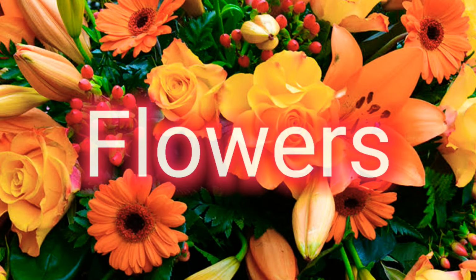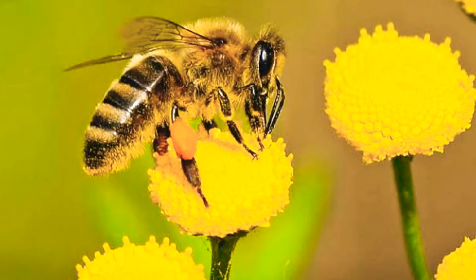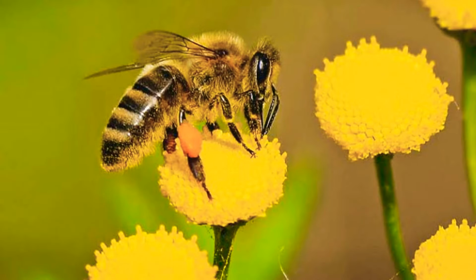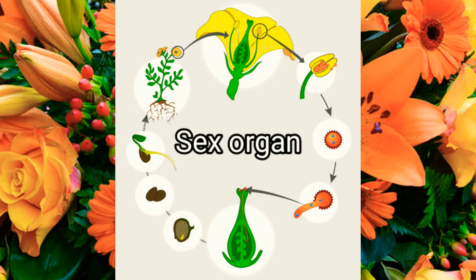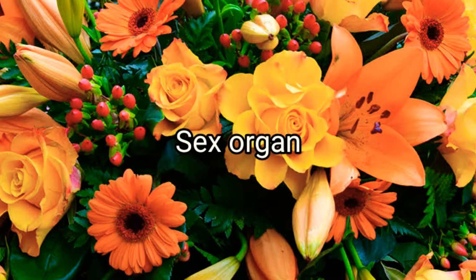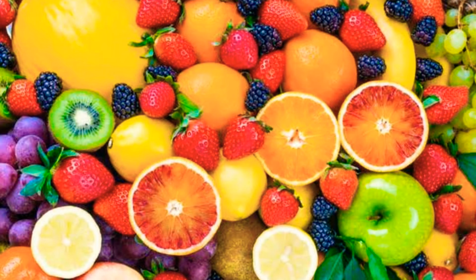Now let's go to the flowers. Flowers attract insects or birds to come and carry the pollen from one flower to another to help pollinate the plants. Flowers are the structures where reproduction takes place. Each flower contains the plant's sex organs. Flowers can become fruits after fertilization.